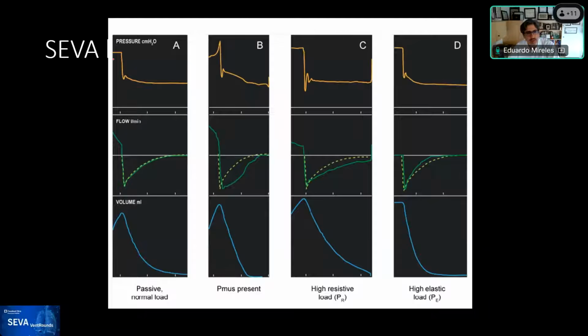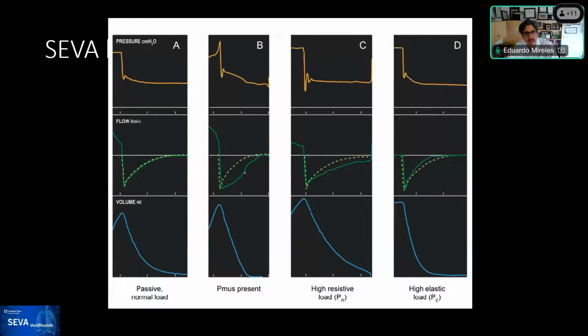So what will happen is when there's the step decrease from inspiratory pressure to the PEEP level, then you would have the exponential decay of the flow waveform, as you see here on this green line, along with the dotted line, which represents the ideal. And so you can see that both match. That's a passive normal load situation.